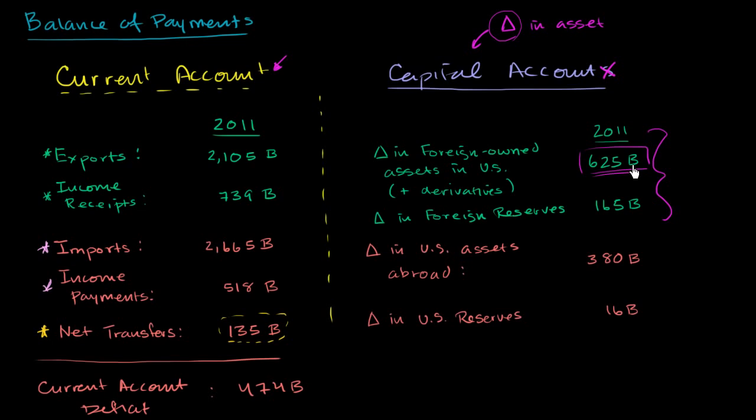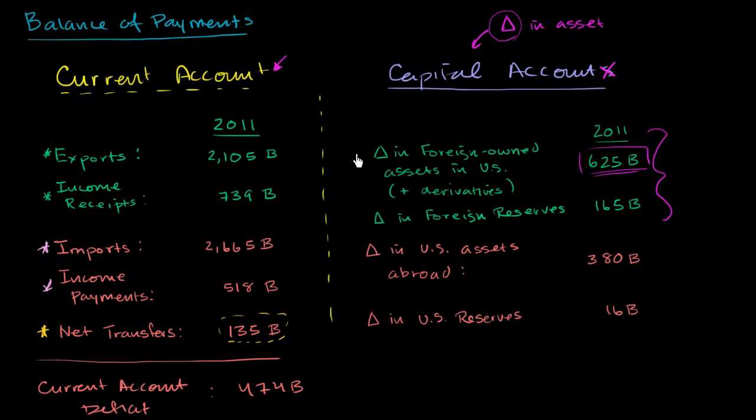And so that's why it's an inflow, because when they bought that house, they would have had to make a payment to me. And this right over here, I have a bunch of stuff written: change in foreign-owned assets in U.S., and it also includes financial derivatives here. You don't have to worry too much about that. It also has change in foreign reserves.